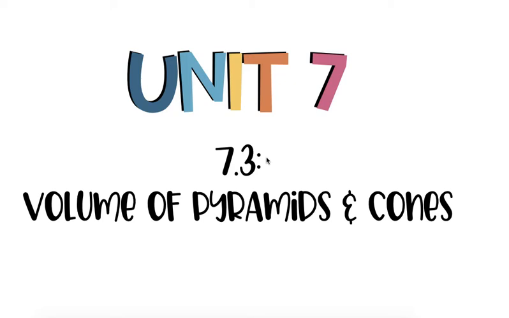This is Unit 7, Section 7.3. We're going to continue looking at the volume, and today we're going to look at pyramids and cones. Prior to this, we had practiced prisms and cylinders, and we grouped those together because there were two bases connected by a height. Today we're going to look at pyramids and cones together because they both have a height connected to one base to the apex.